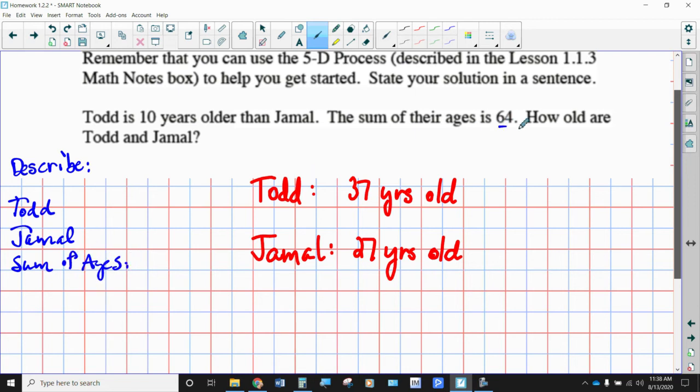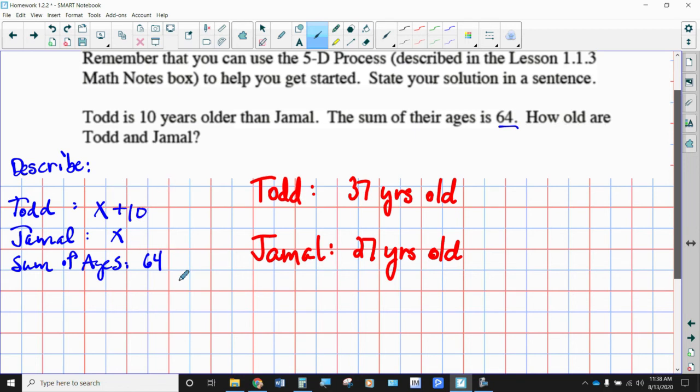And they did give us that information, so I'm going to write down 64. They did not tell us how old Todd or Jamal are. However, Todd is older than Jamal. So if Jamal was like 10, he would be 20. If Jamal was 30, he would be 40. So whatever Jamal's age is, 10 more than that will be Todd's age.